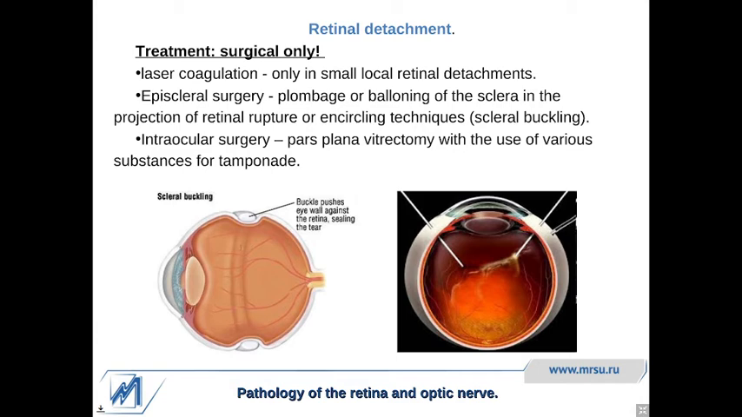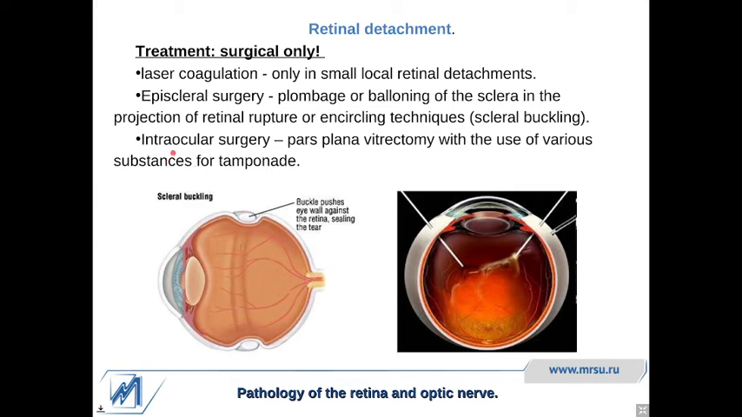We can use two variants of surgery. It is episcleral surgery. It's the first picture, left picture. It is plombage or ballooning of the sclera in the projection of retinal rupture or encircling techniques. Scleral buckling. It is a buckle that pushes the eyeball against the retina. It is a circle round all the eye. We can use only local variant of this plomb only in the projection of retinal rupture. After this surgery, we need to use transpupillary laser coagulation, the next day, the next week.